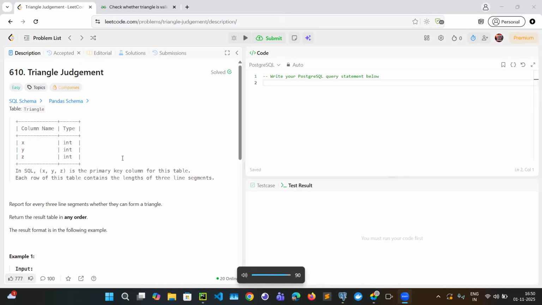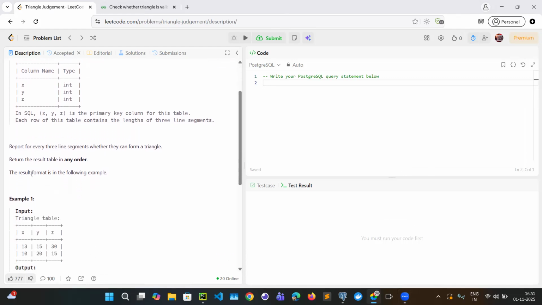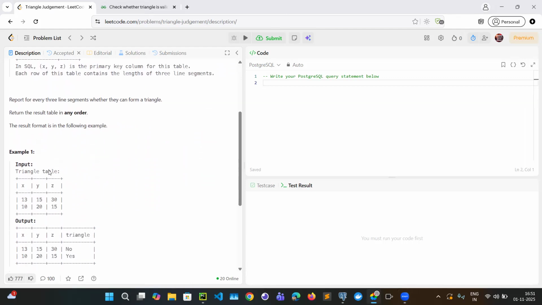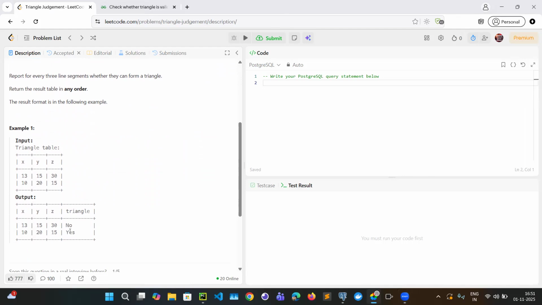Okay, so let's continue with our next LeetCode SQL problem. Question number 610, Triangle Judgment, in the easy category. You have a table given named triangle with three columns X, Y, Z. What you need to do is figure out whether this is a triangle or not. If it is a triangle, you will have to type yes.